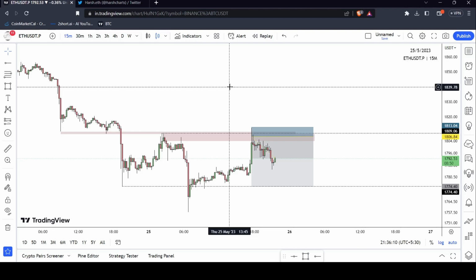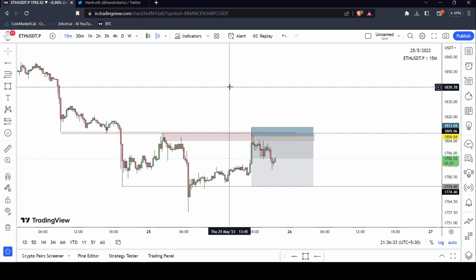The retailers' stop losses are where there is a lot of liquidity, and the liquidation and the SLs are there for the retailers, so that area is a liquidity area. The second liquidity area is at the swing highs and the swing lows. There is a lot of liquidity at the swing highs and swing lows.